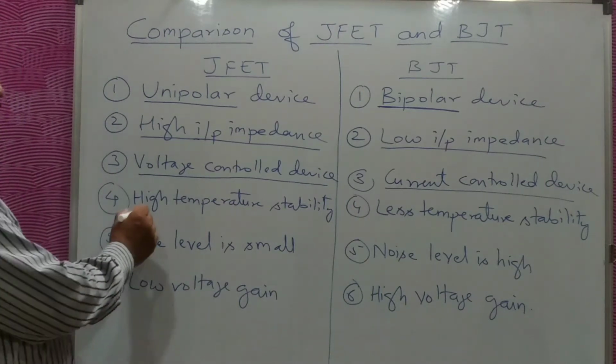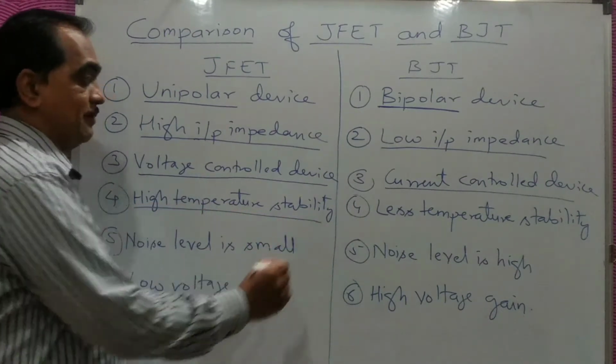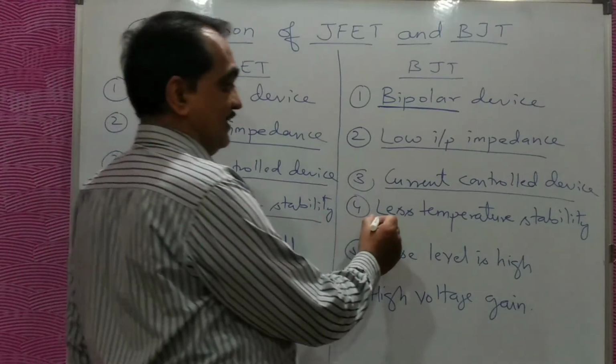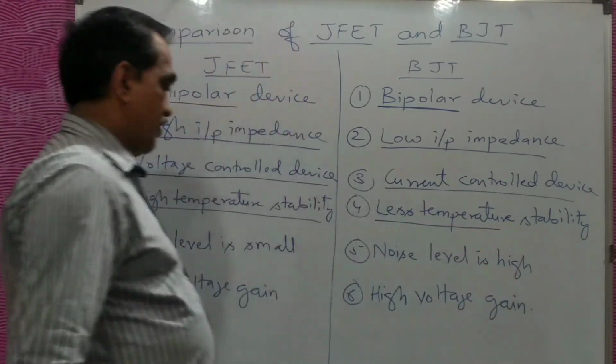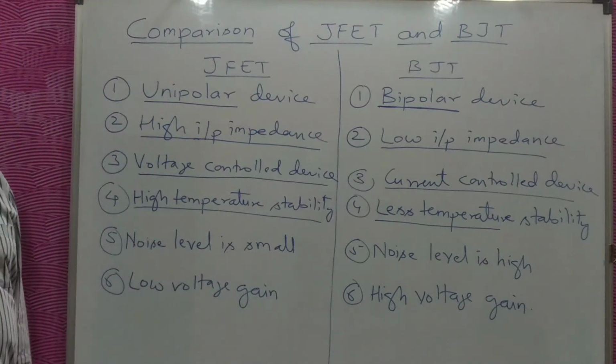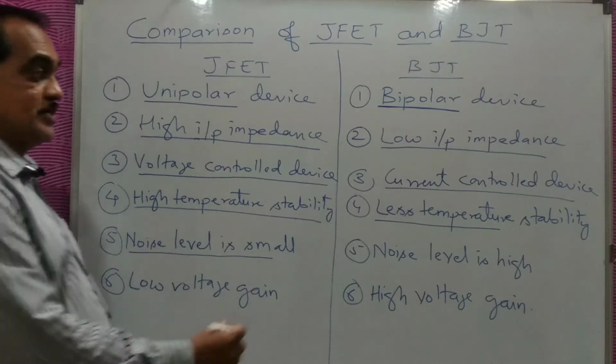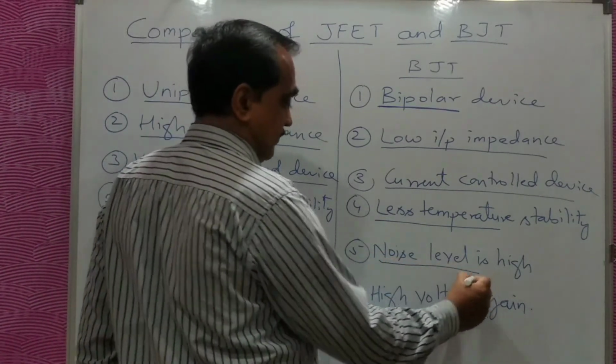Then the fourth point, high temperature stability is there in JFET, whereas in BJT temperature stability is less. The noise level in JFET is low, it is small. Noise is not affecting much. Noise level is high in BJT.